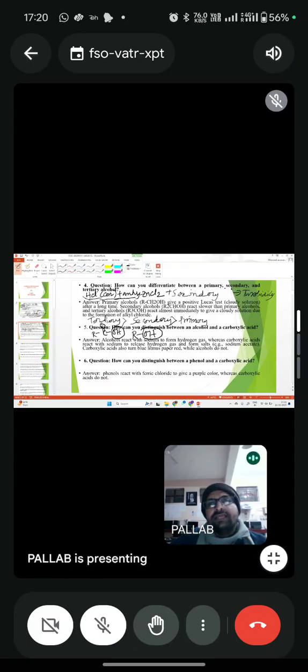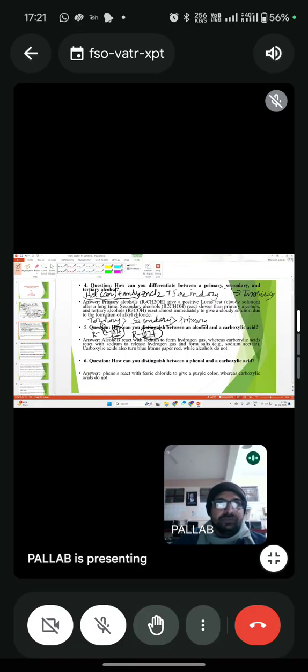Now, how can we separate them? What is the reagent we will use to distinguish them? Normally, alcohols and carboxylic acids both react with sodium because of the presence of this group. Both react with sodium and produce hydrogen gas. Now, we all know there is an indicator known as litmus paper. What does litmus paper do?